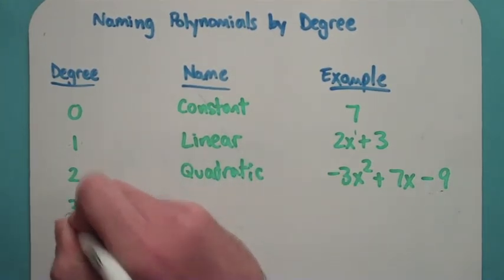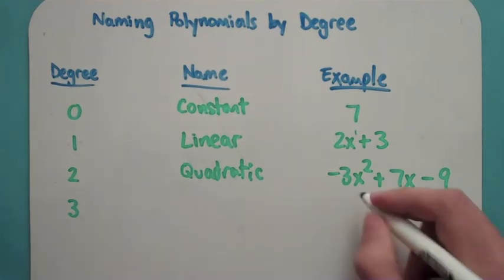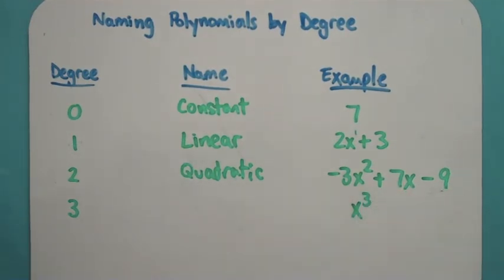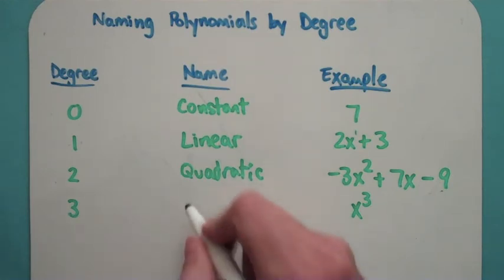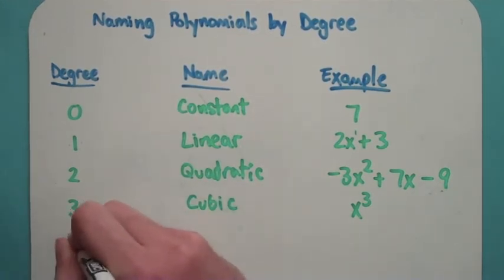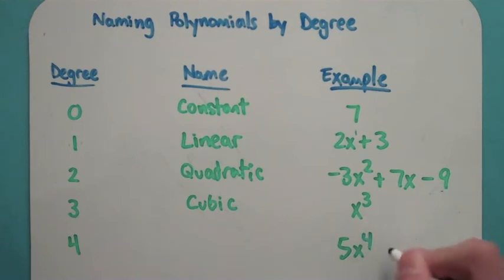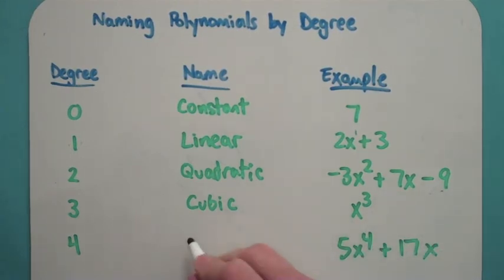And then here we kind of get into the new ones. There are going to be 3 new ones you'll have to know. I'm going to get a little less fancy with my examples here. If the biggest exponent is x to the third, it's called a cubic polynomial. If the biggest degree is 4, so maybe with something like 5x to the fourth plus 17x, biggest exponent is 4. That's called a quartic polynomial.